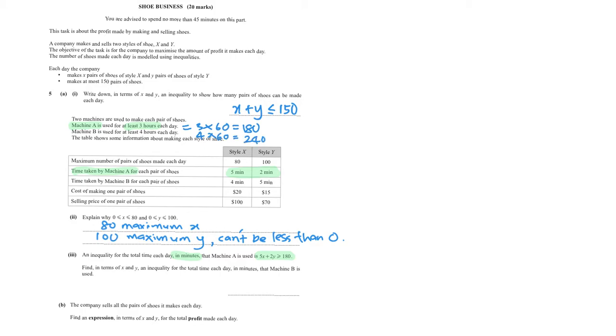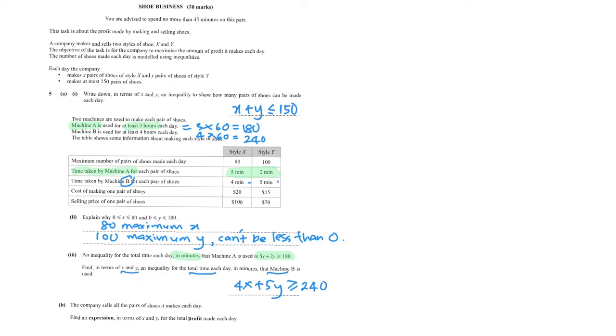240. All right, find in terms of X and Y an inequality for the total time on machine B this time. Right, we have some ideas here. So machine B, of course, this one, and there's information for machine B. So it will be 4x plus 5y greater than or equal to 4 hours, and we convert that to minutes, that will be 240. Okay, all must be in the same unit.